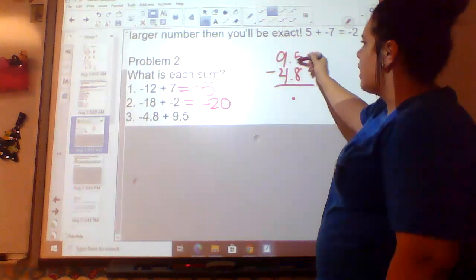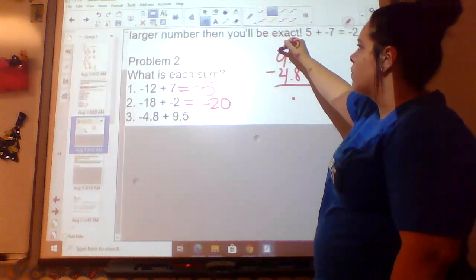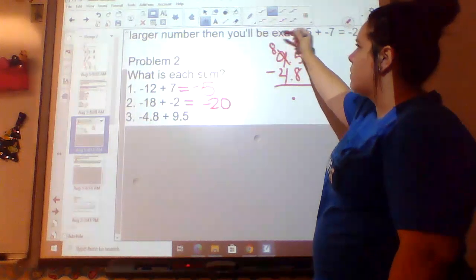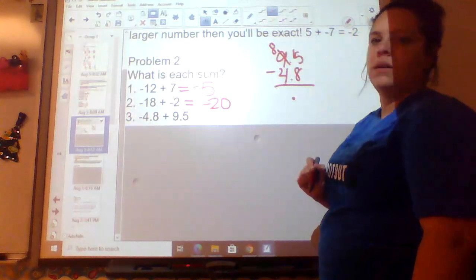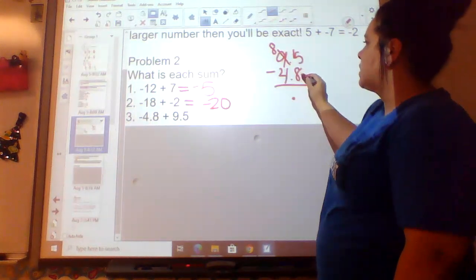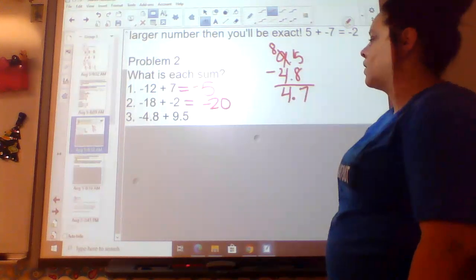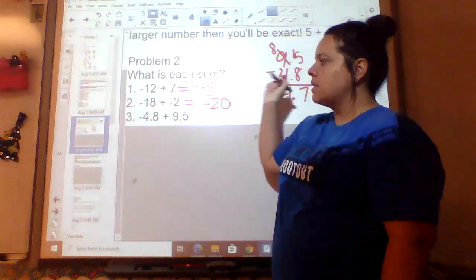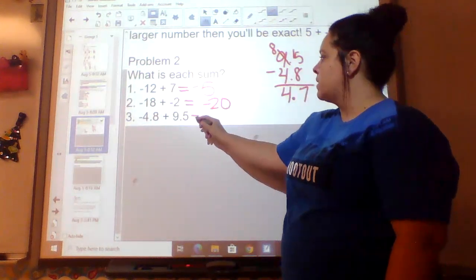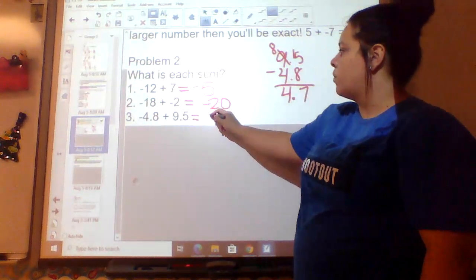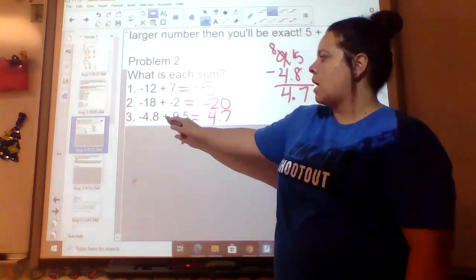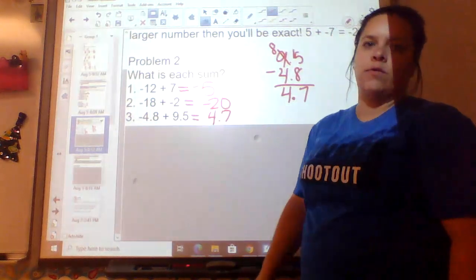All right, so 5 minus 8, I can't do that, so I'm going to borrow from the 9. So I'm going to mark out the 9. That will become an 8, and the 5 will become a 15. So 15 minus 8 is 7. 8 minus 4 is 4. All right, so they were different signs, so that's why I subtracted. Keep the sign of the larger number. So 4.7. The bigger number is 9.5. It's positive, so it's positive 4.7.